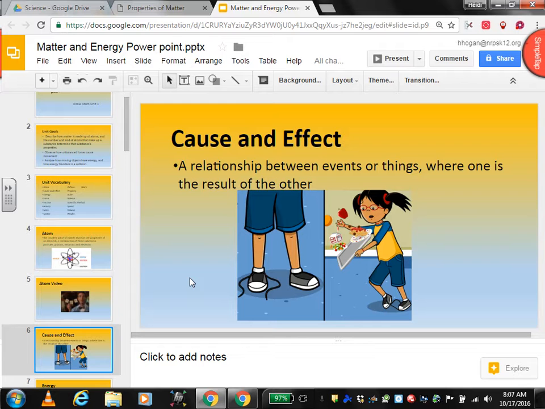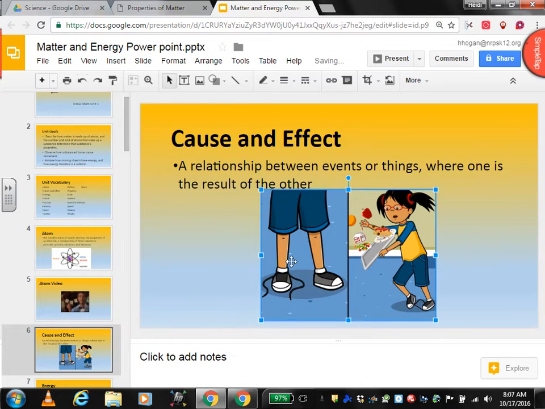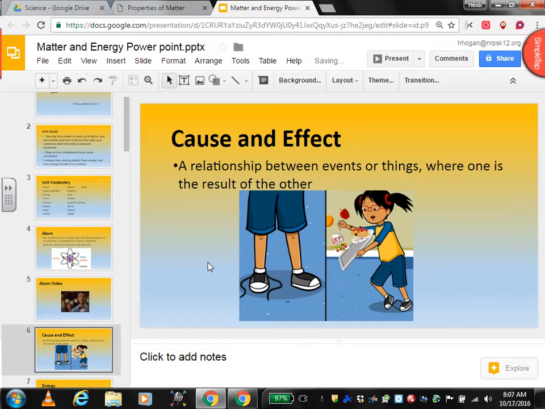Cause and effect. This is something that you know. It's the relationship between events and what happens because of that event. So for instance, her shoelace is untied, so she's going to trip. So these things happen all the time with all of us. And so we learned that cause and effect with our marble speed and collisions.